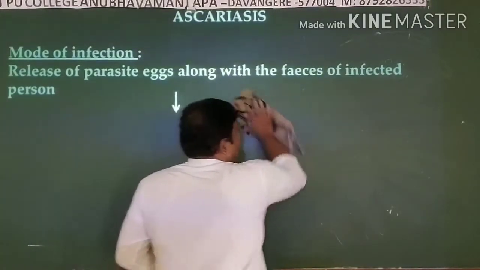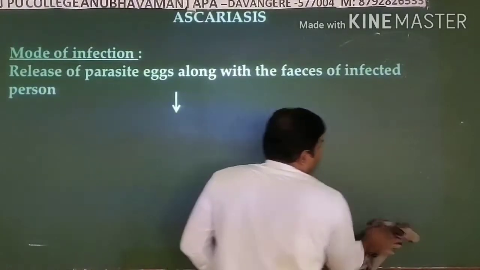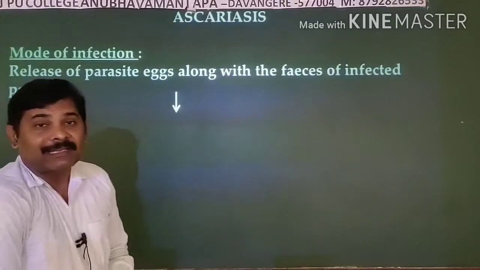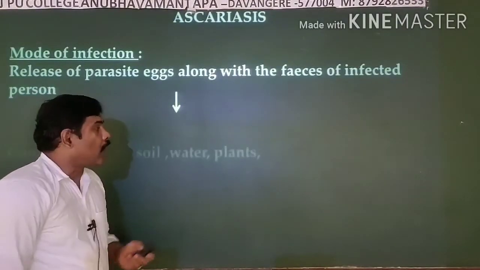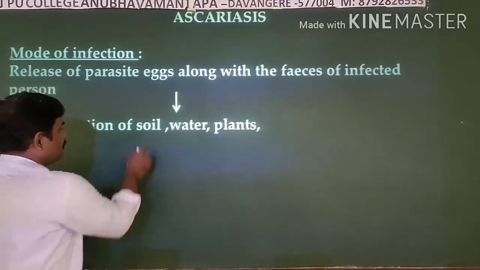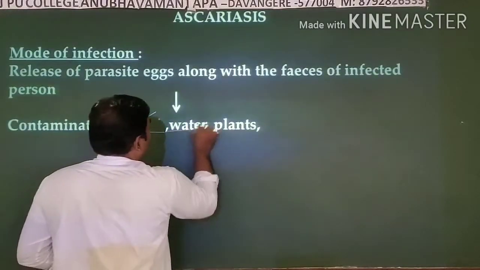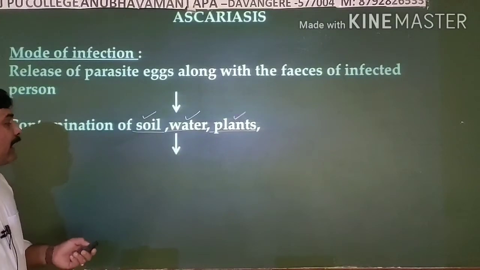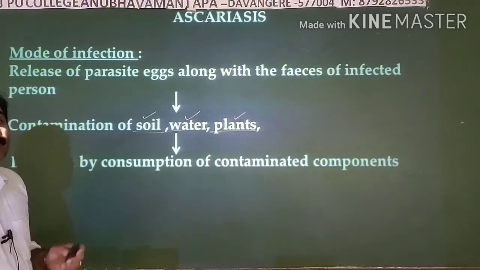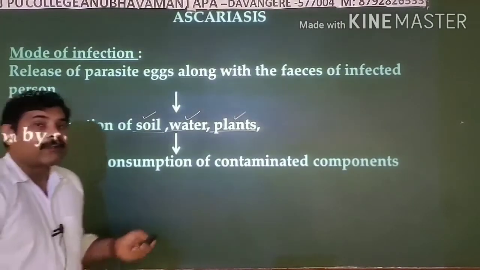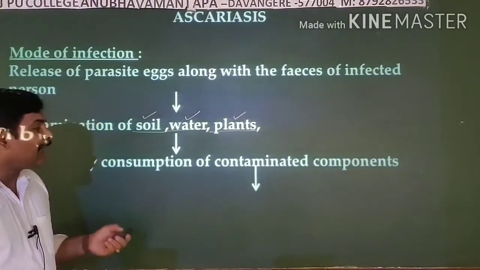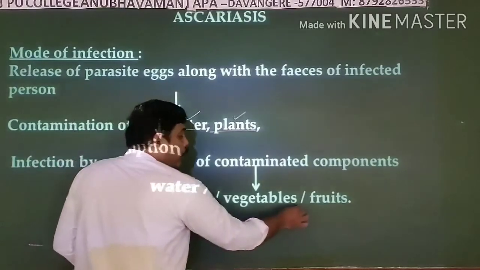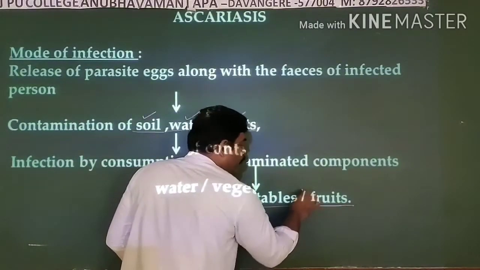At that time, all these eggs get mixed with the soil, and even with the water and the plants. So contamination of soil, water and plants takes place, and it finally leads to contamination of certain substances like fruits, vegetables as well as the water. So water will get contaminated, as will vegetables and fruits.